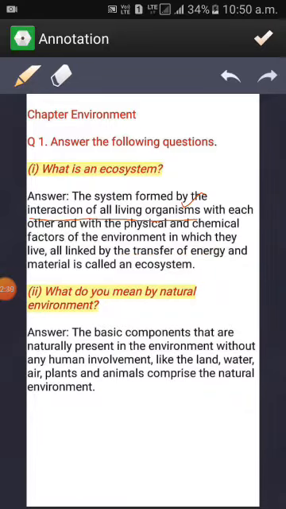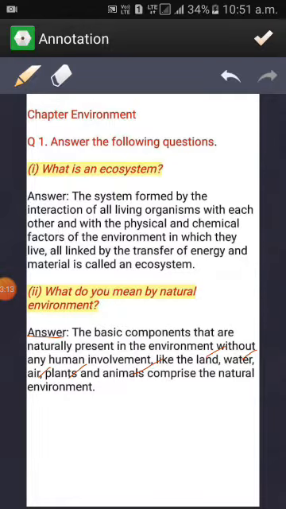The next question is, what do you mean by the natural environment? This term is self-explanatory. So we can write the answer like this: The basic components that are naturally present in the environment without any human involvement, like land, water, air, plants and animals comprise the natural environment.